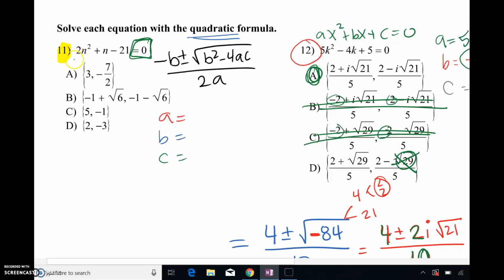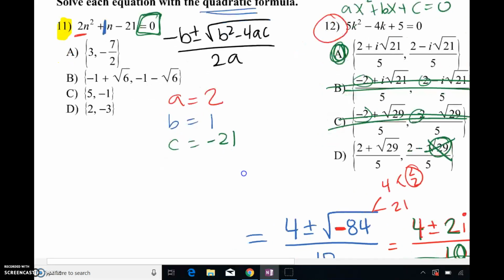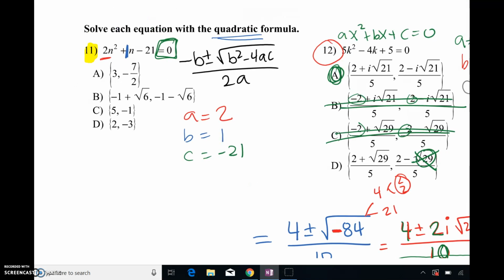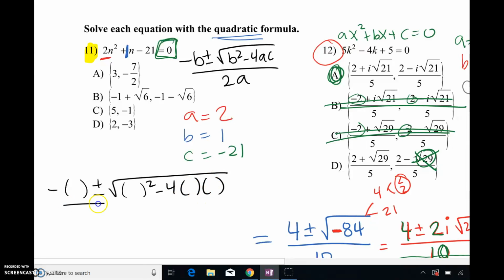What's my a? Good. A is the number in front of my squared term, so that's a 2. B is the number in front of my x term, or in this case n, so that's 1. And c is my constant, so I've got negative 21. Okay, let's plug this into the formula. I always rewrite my formula with parentheses. So negative b plus or minus the square root of b squared minus 4ac all over 2a.